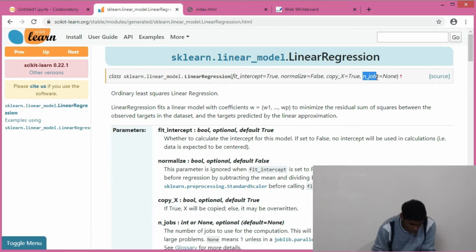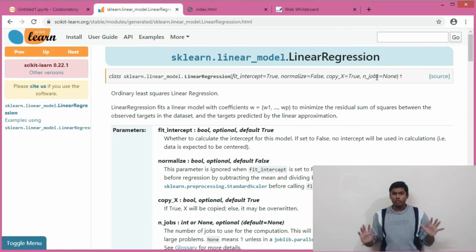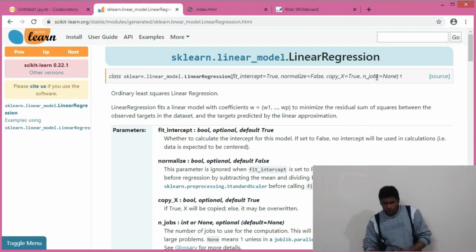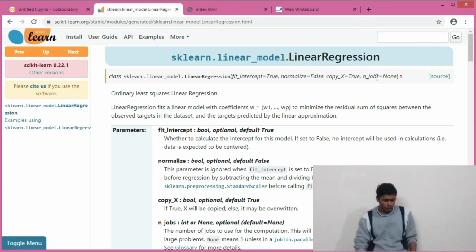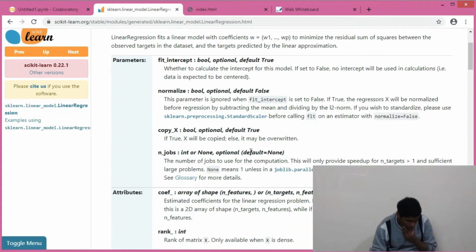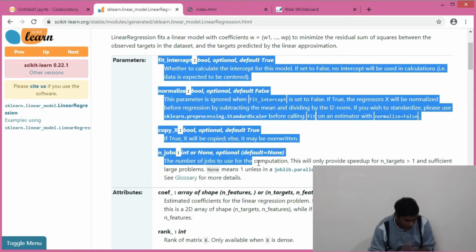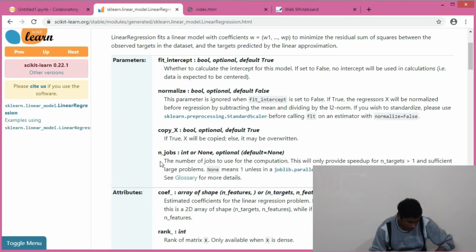And then there is n jobs. Now what is n jobs? This is pretty interesting. N jobs means the number of jobs. It's not like I am here recruiting you and providing some number of jobs. Neither is linear regression helping you to find jobs, although it can, but right now it isn't. So let me help you find out. Here are the parameters, and you can just read it out. They have written it really nicely.